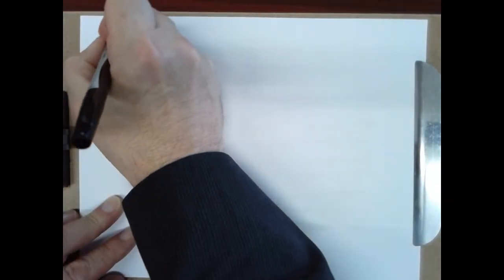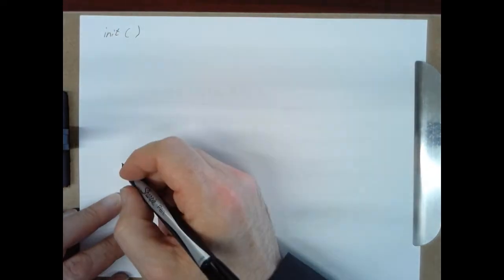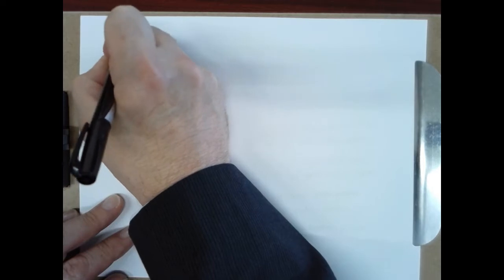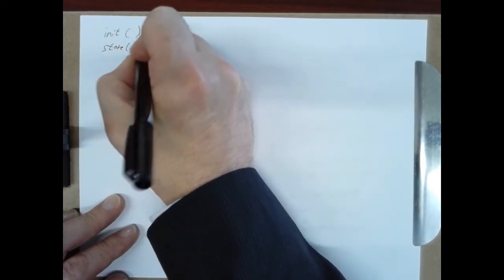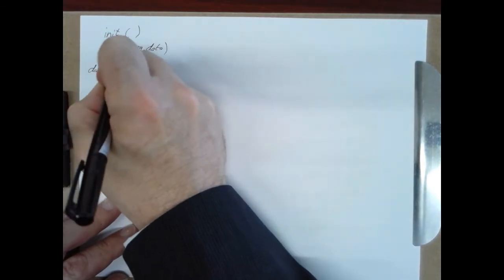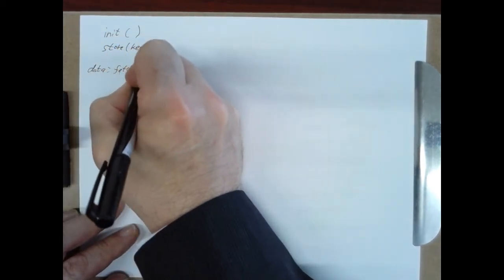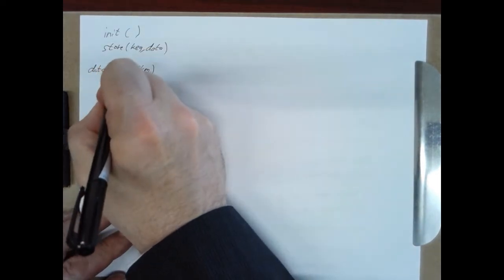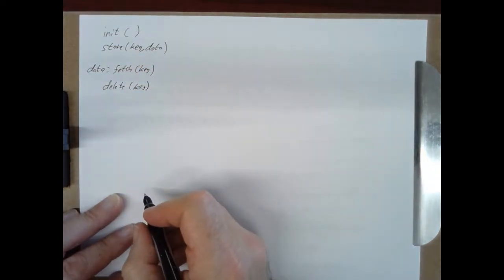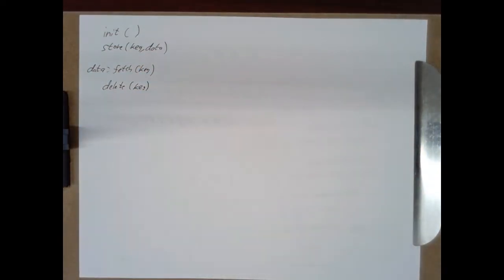So what does a hash look like abstractly? There's some kind of initialization. There's our store, key and data. There's a fetch. There's a delete. And there's some sort of iterator, some way to go through and pull all of your information out.